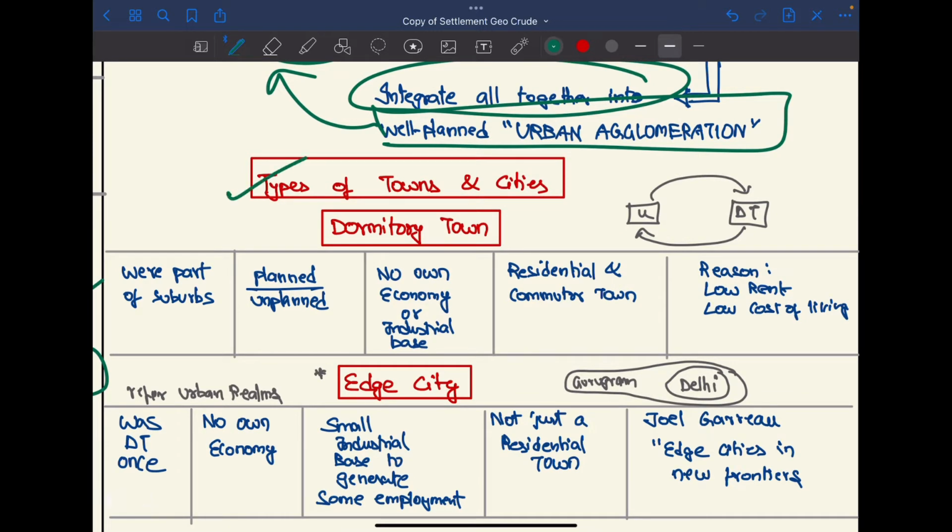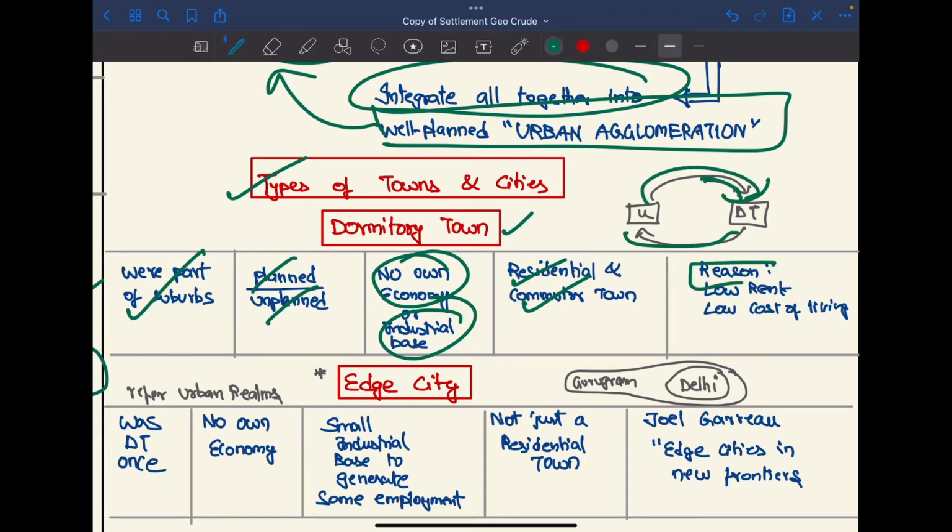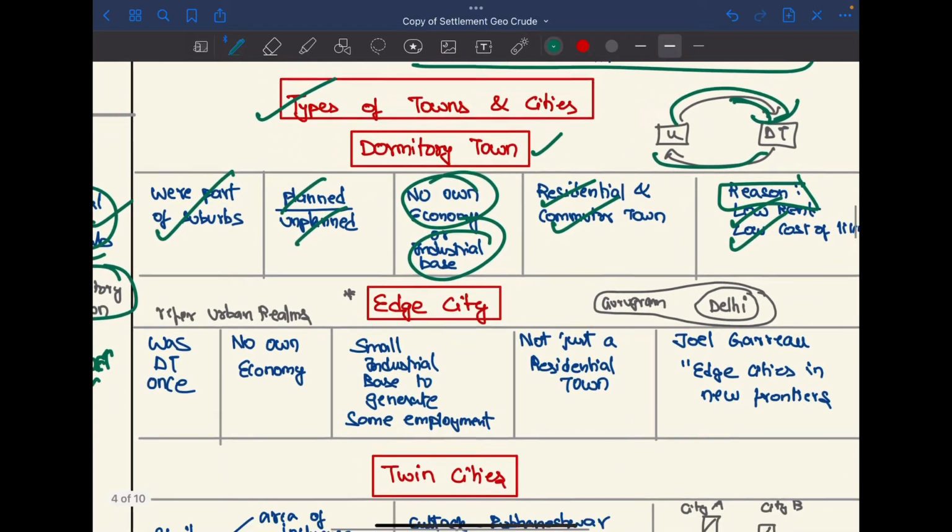Next, we have types of towns and cities. First one is a dormitory town. These were parts of suburbs. They may be planned or unplanned. They do not have their own economy or industrial base. So these are basically residential commuter towns. People go to the urban areas, they work and they come back to their homes. So the reason for them popping up is the low rent in these areas and low cost of living compared to the main city.